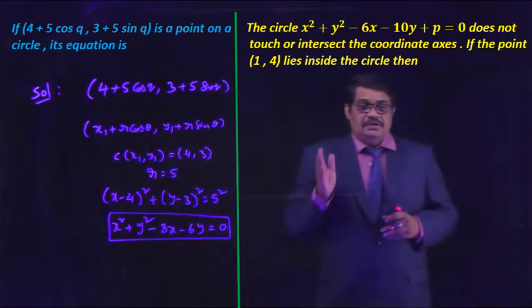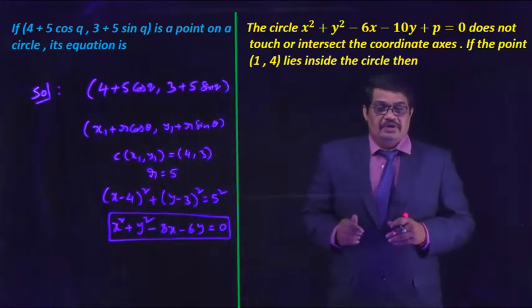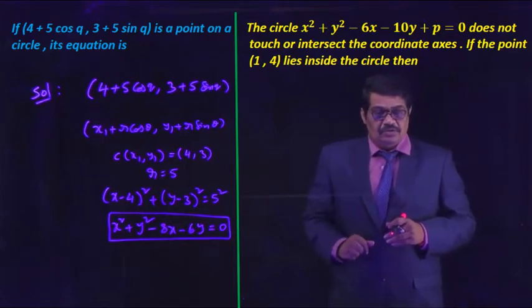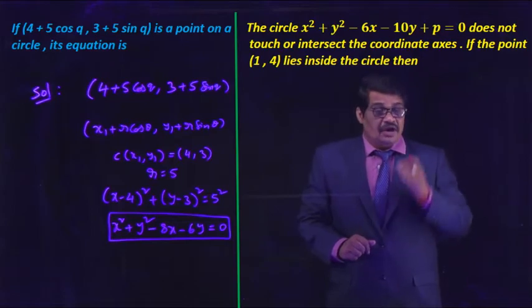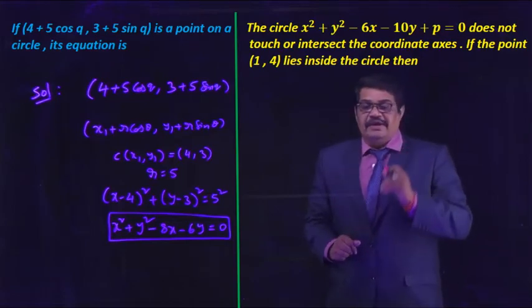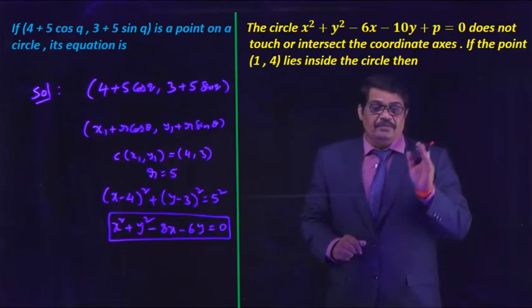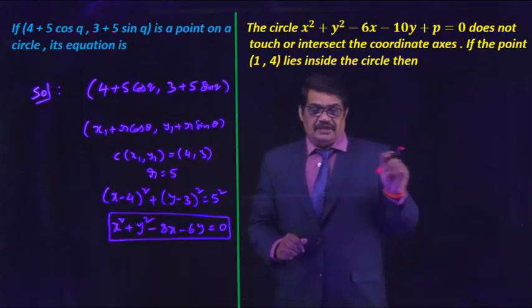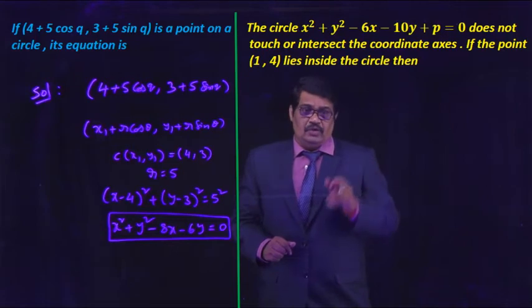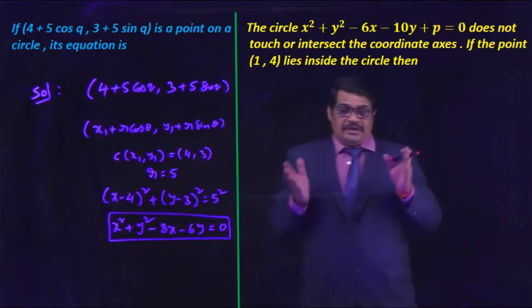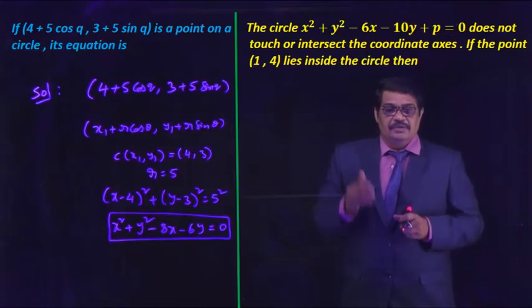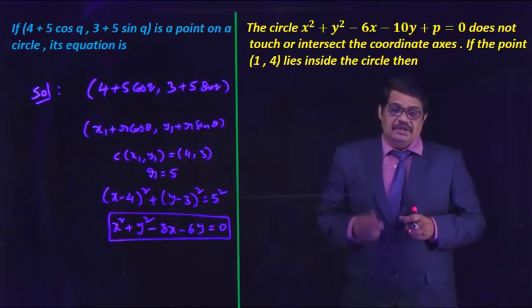Here the circle x square plus y square minus 6x minus 10y plus p is equal to 0 does not touch or intersect the coordinate axes. If the point 1, 4 lies inside the circle, then what is the range of p? What are the boundaries of p? Here p is the constant in the given circle.